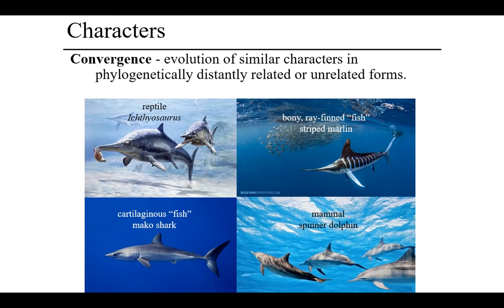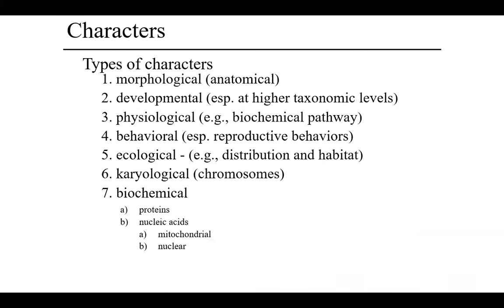Super cool, right? All of the things you guys have just brought up, those are all characters. Those are all quantifiable, measurable, interpretable things. I just want to make the point that there's tons of different kinds of characters. What we've been talking about right now has been a little bit of behavioral, mostly anatomical. But there's lots of other ways we can observe characters of organisms and then use those in phylogeny.